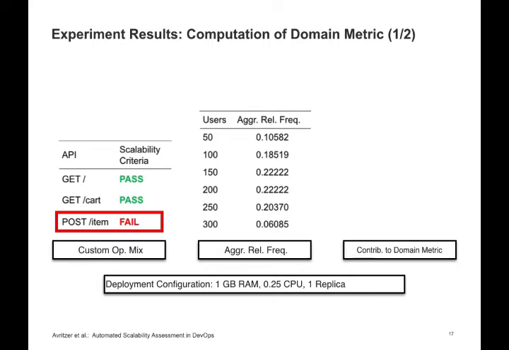Let us consider, for example, the load test for 250 users. Then, the maximum contribution to the domain metric for this load is 0.20370, which is the aggregated relative frequency of occurrence of that number of users. But since one of the APIs fails the scalability criteria, the actual contribution for this load test is 0.13580, which is obtained by removing from the 0.2037 the contribution of the failed test.